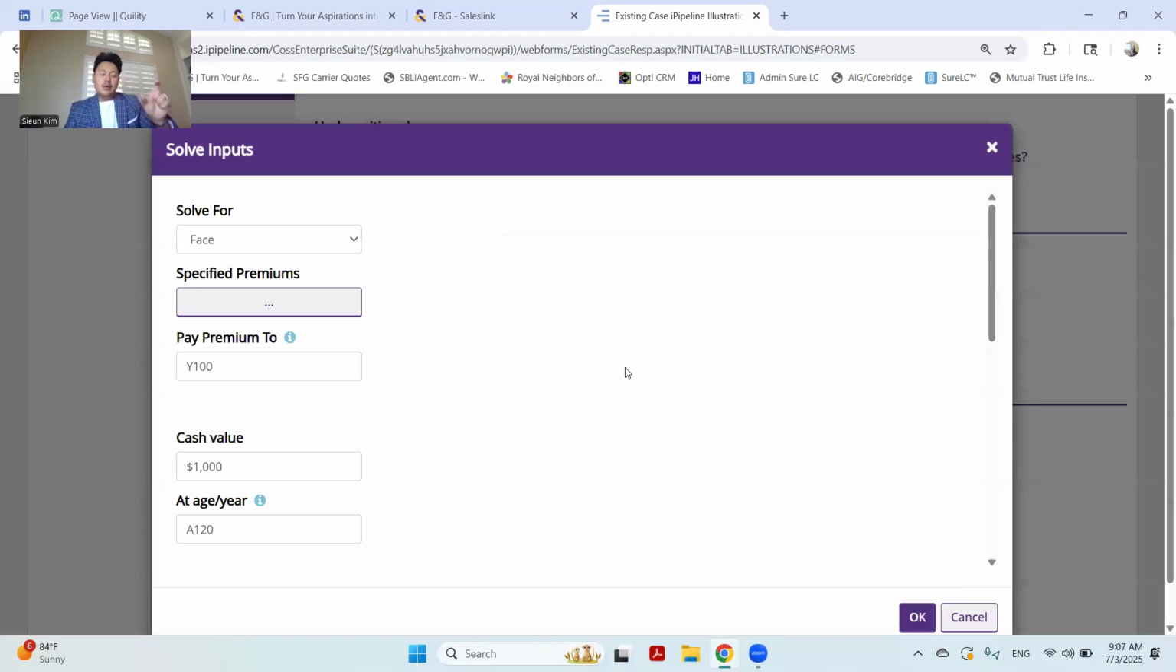That means we are forcing the illustration to show how much face amount and how much cash value will grow based on a $200 a month budget.